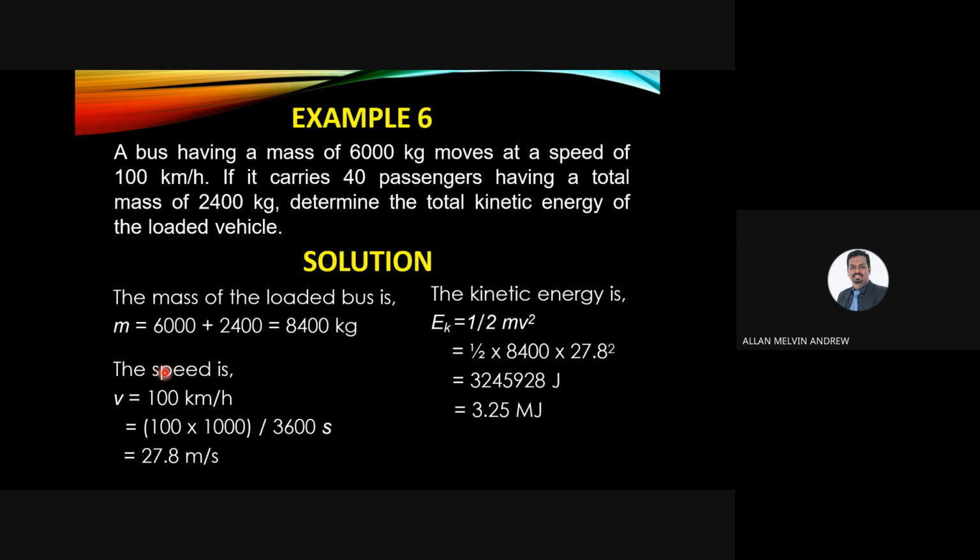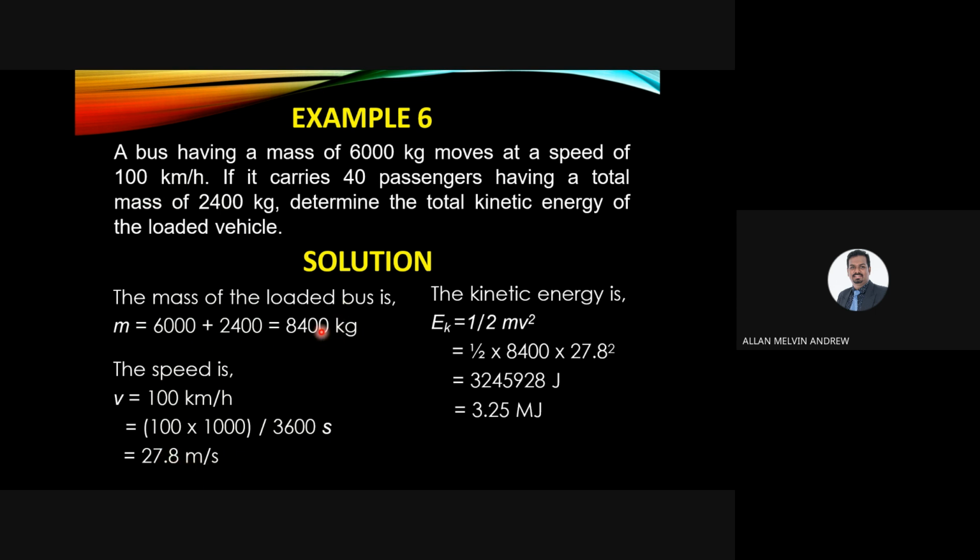The speed is given, it's moving at 100 kilometer per hour, but we want to find it in meter per second. So we convert kilometer to meter first: 100 times 1,000, divided by h, where in 1 hour we have 3,600 seconds. When we solve it, we get the answer in meter per second, 27.8 meter per second.